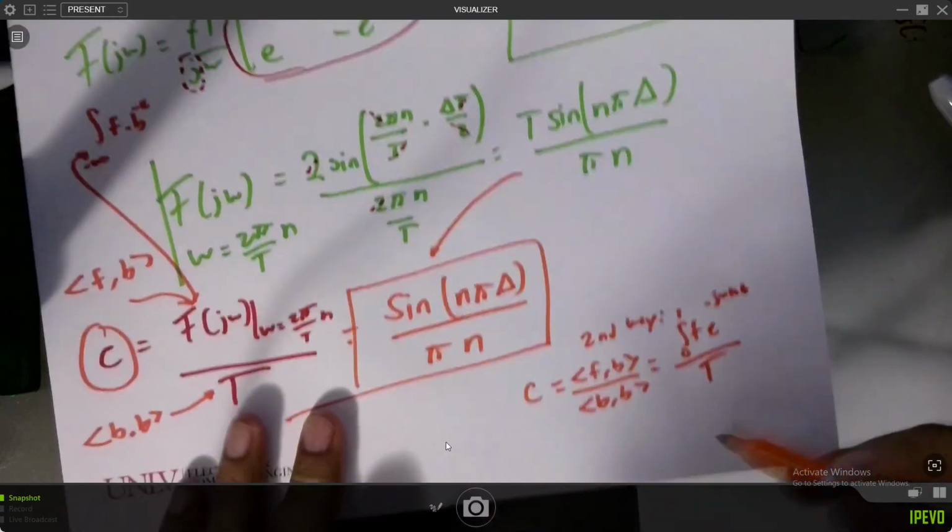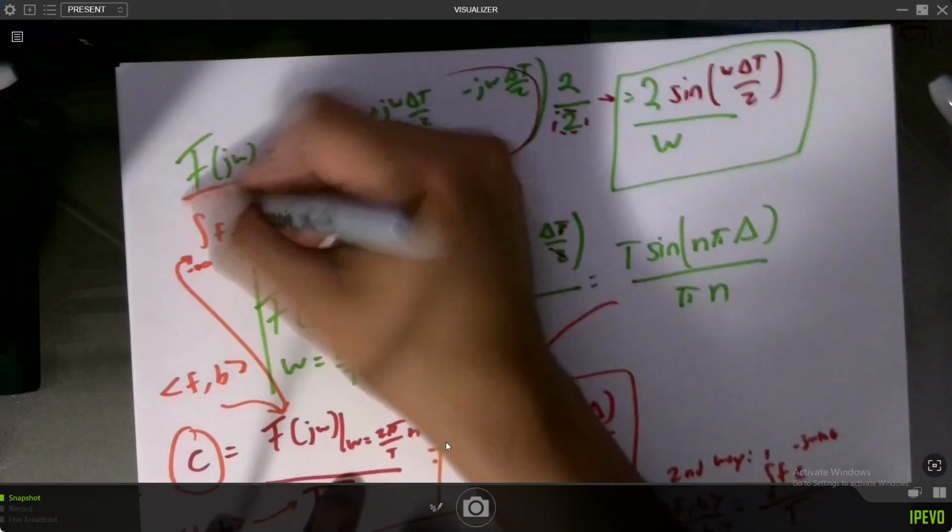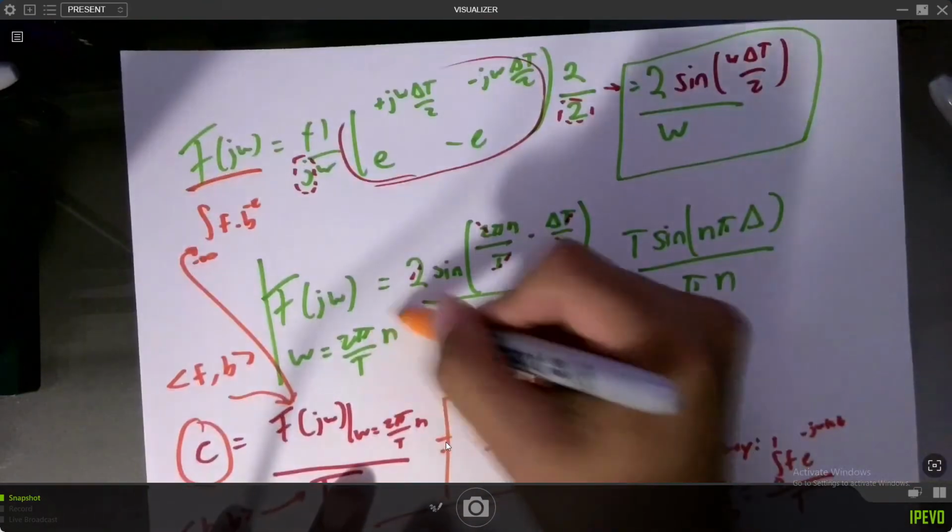You can do it this way, you can do the same thing. You can do this math again. Here's the math, and then divided by T. Or you can sample the Fourier transform at this condition right here.